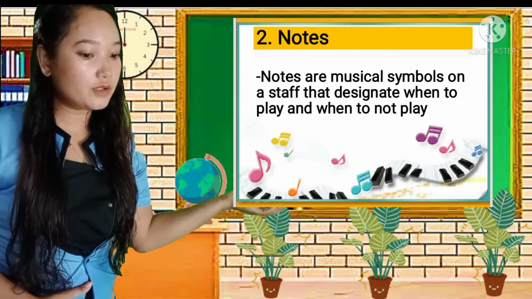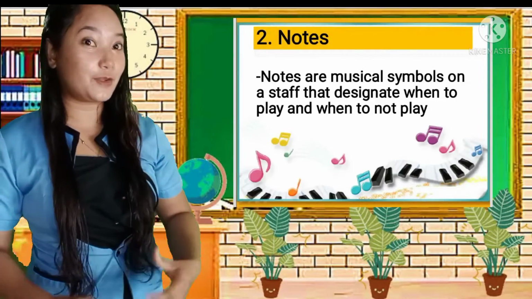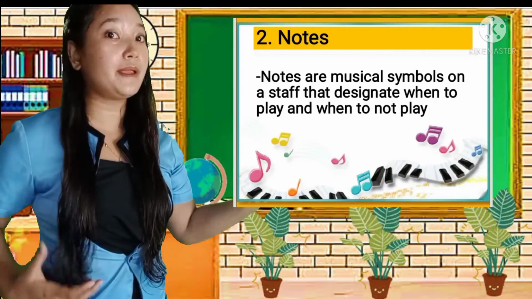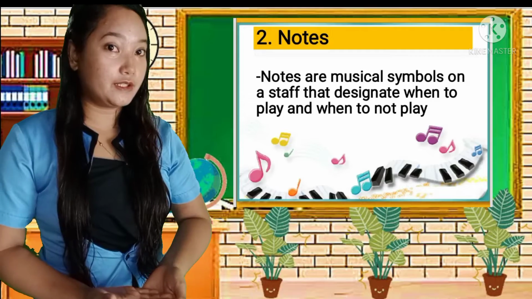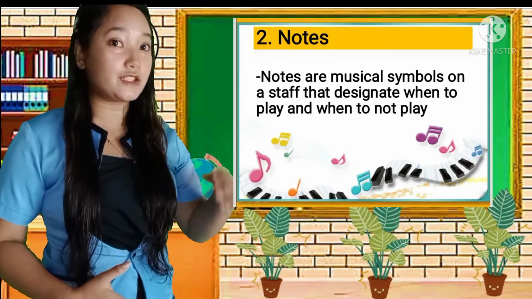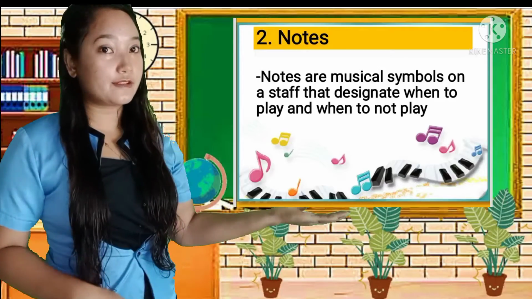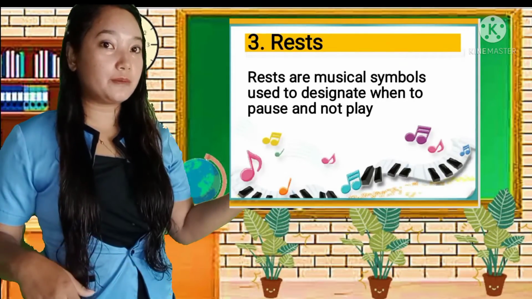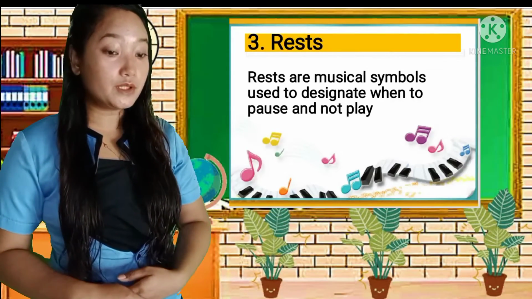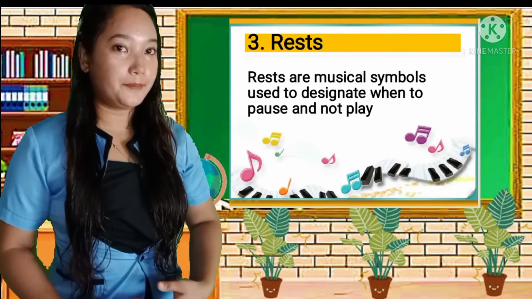And then another composition of rhythmic pattern is of course notes. Notes are musical symbols on a staff that designate when to play and when not to play. So of course, notes give completeness in making rhythmic pattern. As I have said, a rhythmic pattern is a combination of notes and rest. So another is rest, of course. The composition of rhythmic pattern needs rest. Rests are musical symbols used to designate when to pause and not to play.